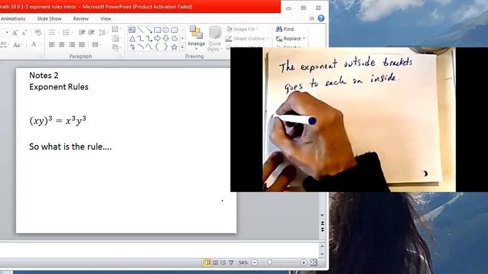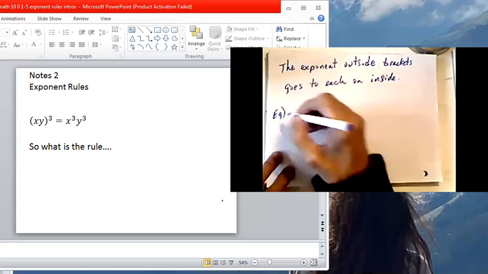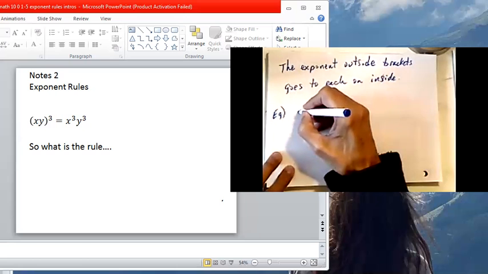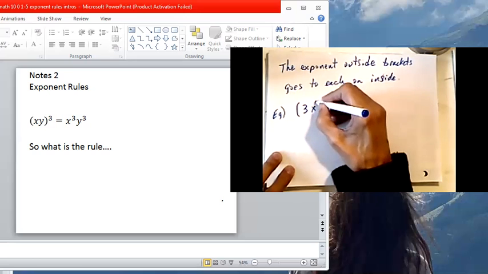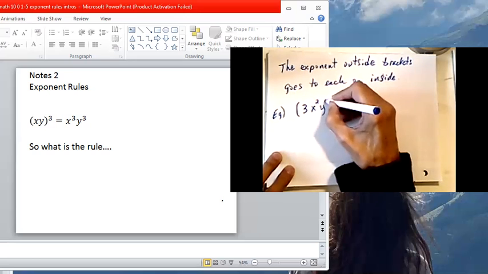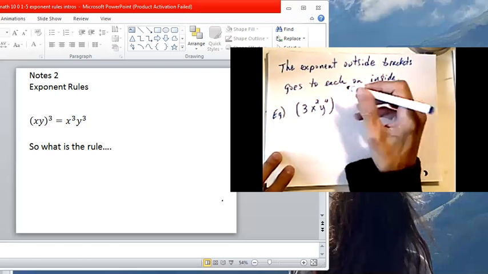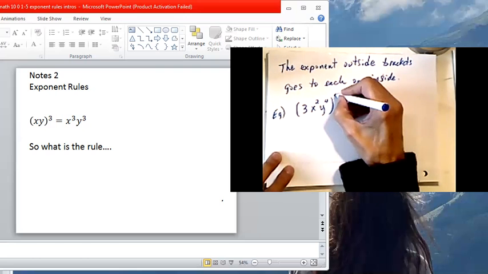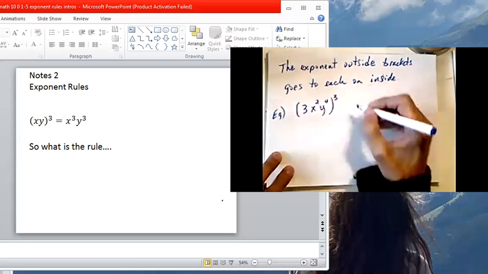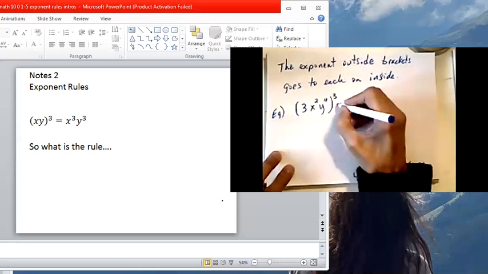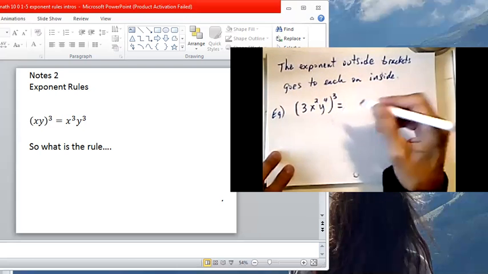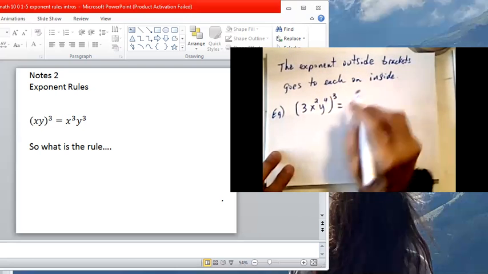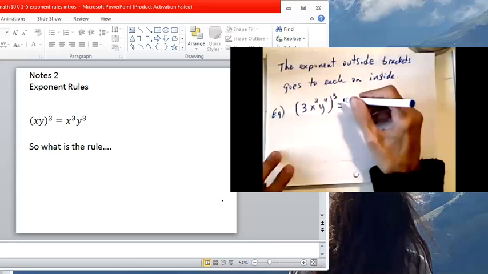See what this says. For example, we have, I'm going to make this bigger, 3x squared y to the 4, all to the 3, like that. 27 will be the final answer. But to show the rule, I want to show this step here.